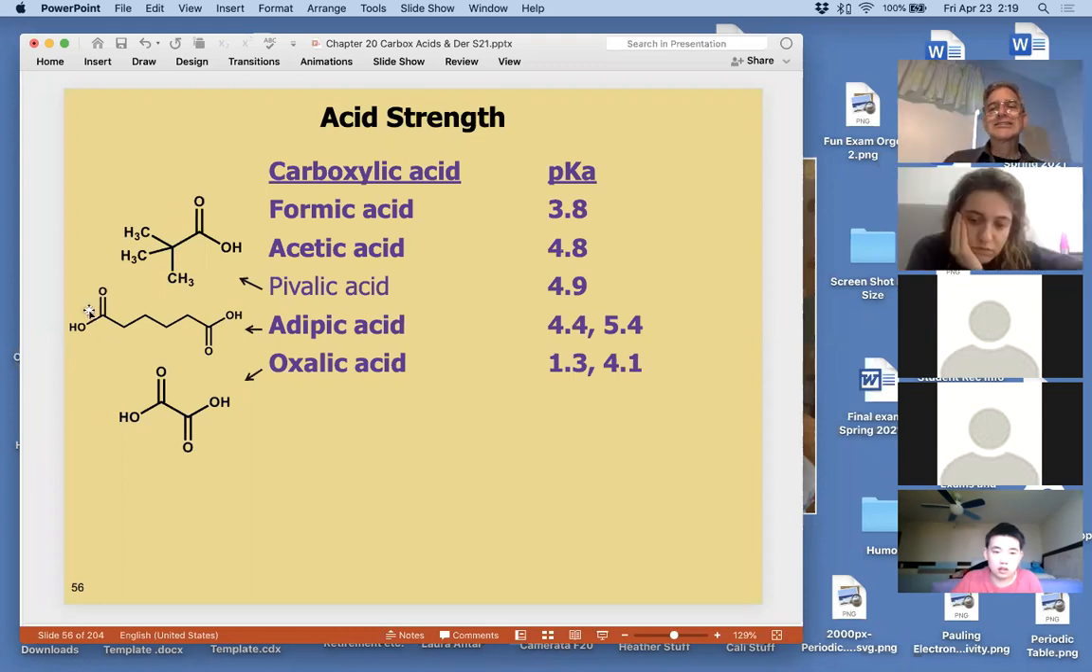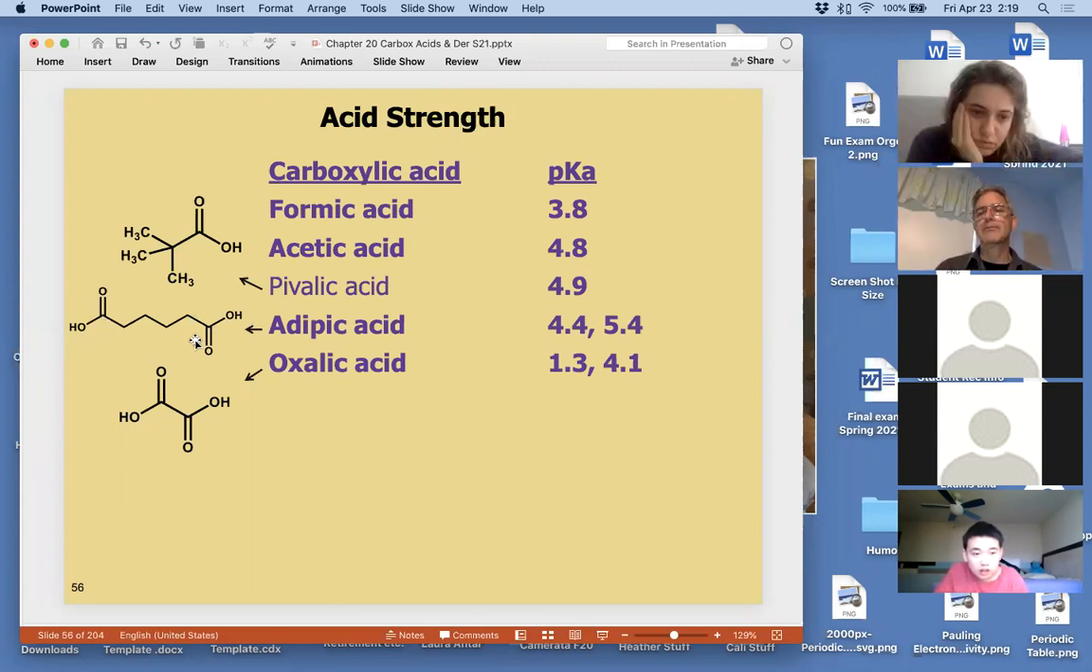And the second ionization is higher because it's just less likely to have both of them ionized at once on the same molecule, because ionization is a minor process here in water, okay?